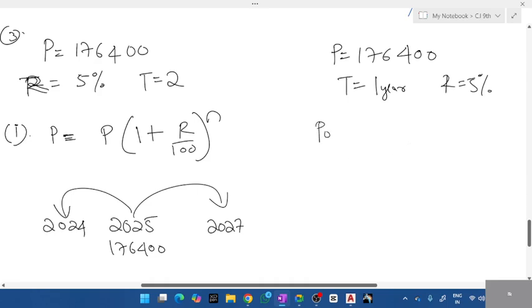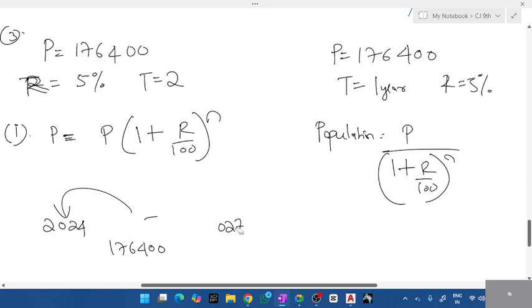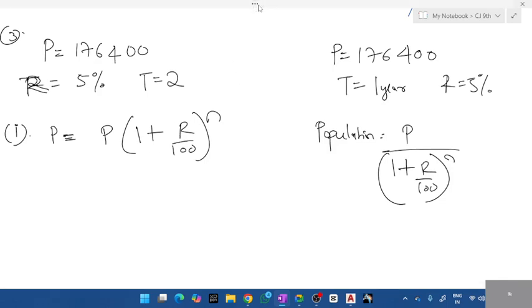So your population would be, should I multiply or divide? P divided by 1 plus R by 100, divided or multiplied? Complete it. So when I'm teaching something, listen. Yeah, the values are same. Listen carefully and do it. Time is 1 year, and for that it is 2 years.